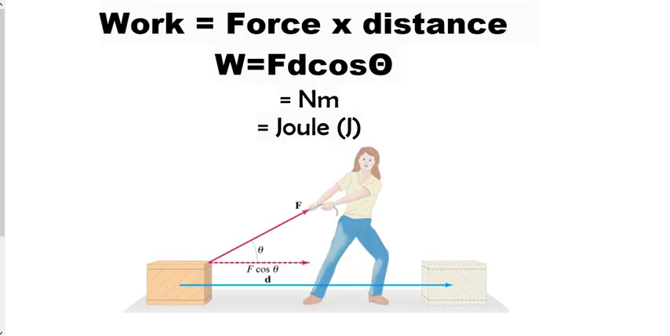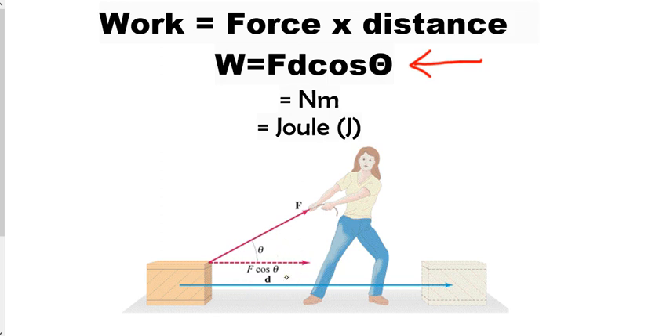So with the equation, we have work is equal to force times distance. And really, this is the displacement that we're talking about here. So work is equal to Fd cosine theta. And so this is going to be the equation that we're going to be working with. And the reason why it's Fd cosine theta comes down to this.